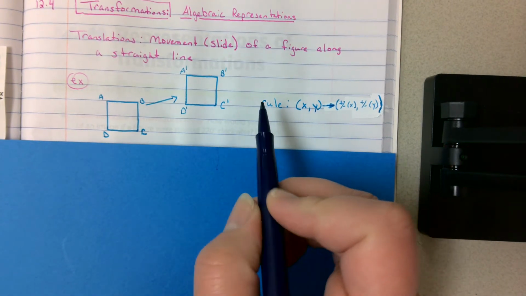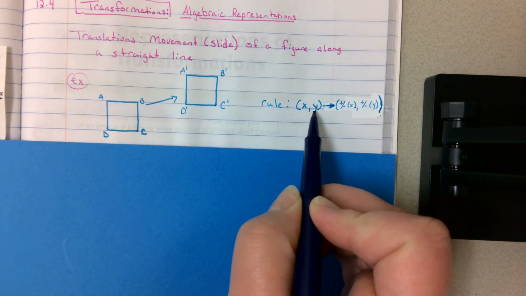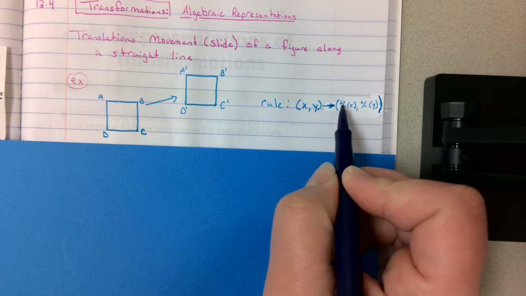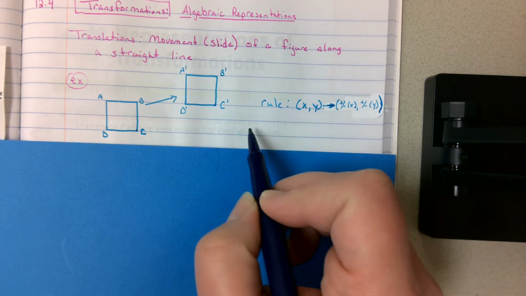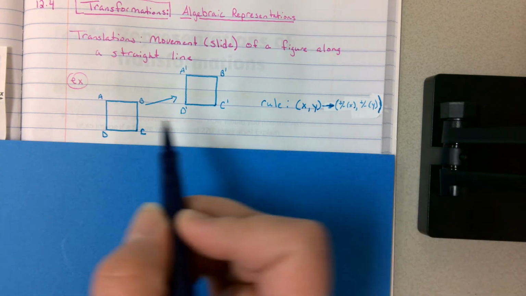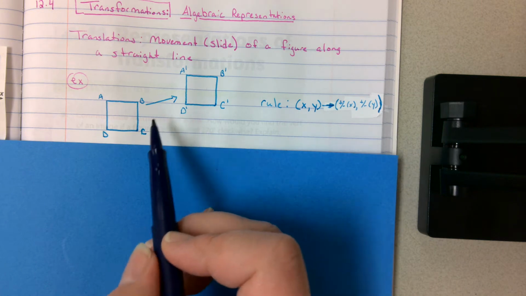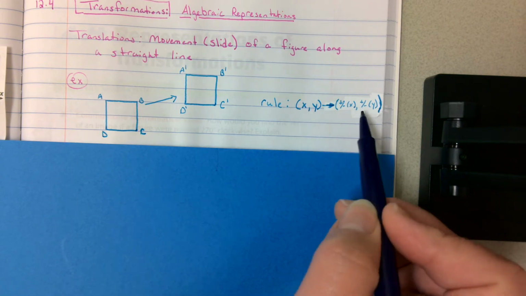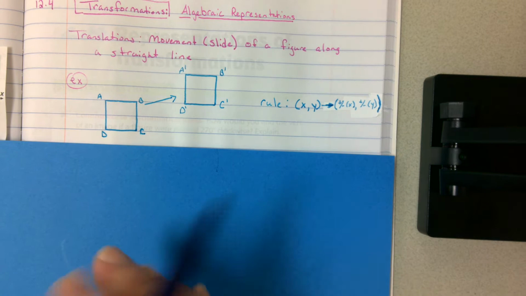And our rule, so for each of these points, so A and A prime, your x, y will change depending on if we're going left or right. So if we go to the right, we're going to go positive, right? And if we go left, it would make it negative. And same thing for up and down. If it goes up, it's going to go positive, however many. And if it goes down, it's going to go negative, however many, to that y value.